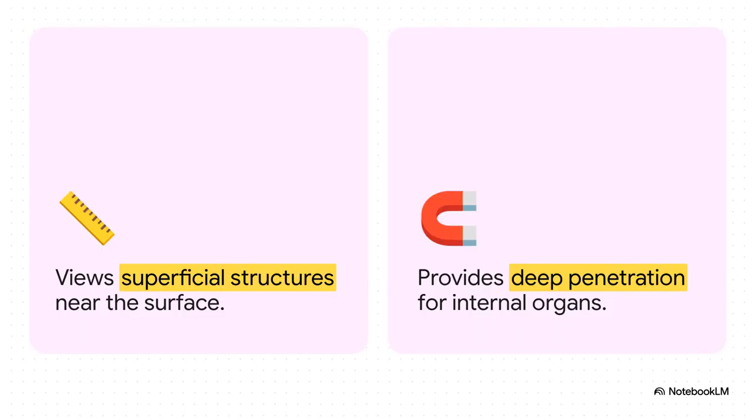Now, depending on the mission, doctors have to choose different tools to get the best picture. They're going to use a linear probe when they need to view superficial structures, stuff sitting right near the surface of the skin. On the flip side, they'll swap that out for a curved probe when the goal is to penetrate much deeper, like when they're investigating internal organs far down into the body.